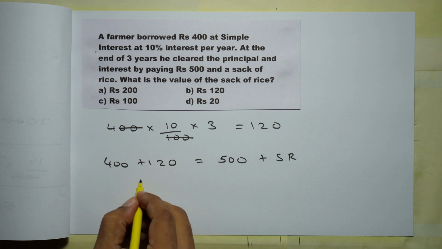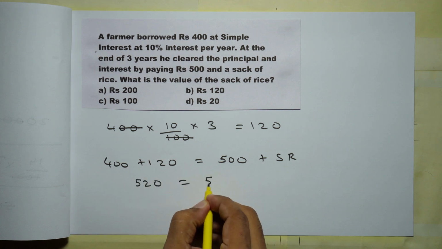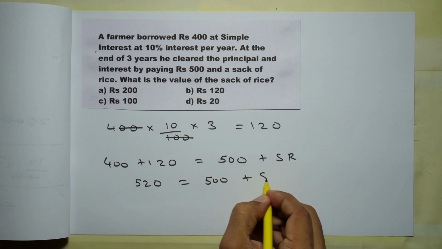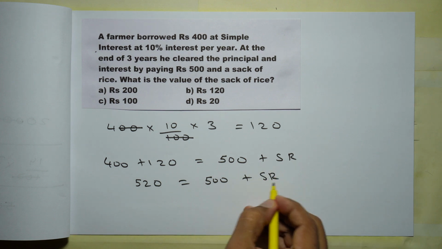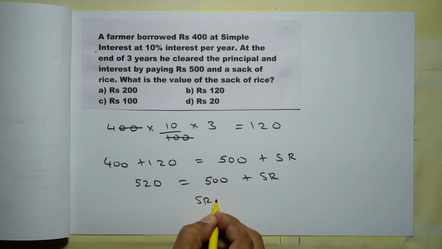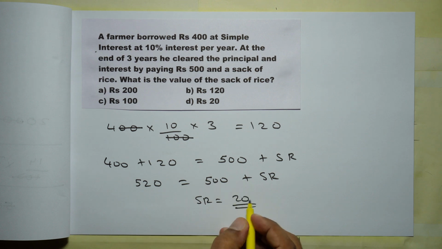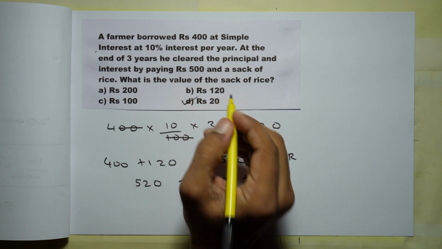So 400 plus 120 gives you 520. That is equal to 500 plus the sack of rice. So value of the sack of the rice has to be 20. So that has to be rupees 20. So sack of rice value is rupees 20. That is option D.